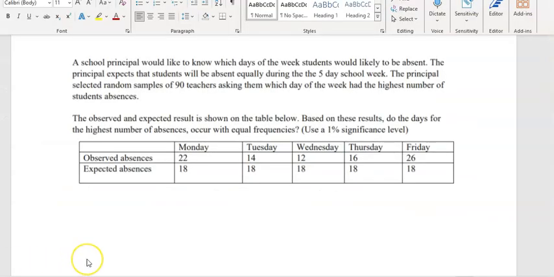All right, now take a look at this example. This looks like it's going to be a t-distribution, a z-distribution, or a chi-square distribution, just by looking at how the picture is set up.